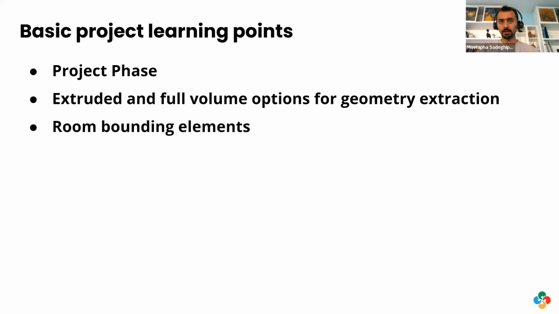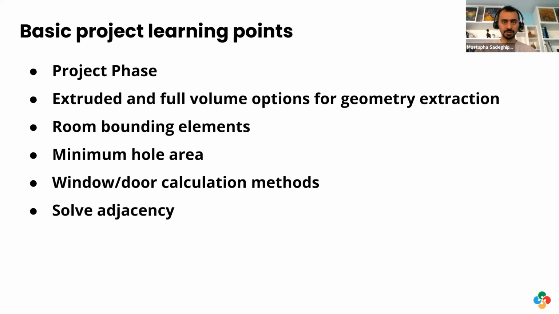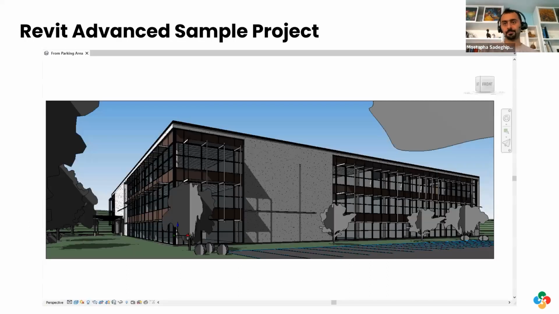We talked about room bounding elements and how to remove them if needed. And then we talked about minimum hole area if you want to remove all those holes. We talked about window door calculation methods: we have single panel, multi-panel, and bounding box. Solve adjacency. And we talked about the alignment routine and how to set those alignment lines in your model. Any questions?